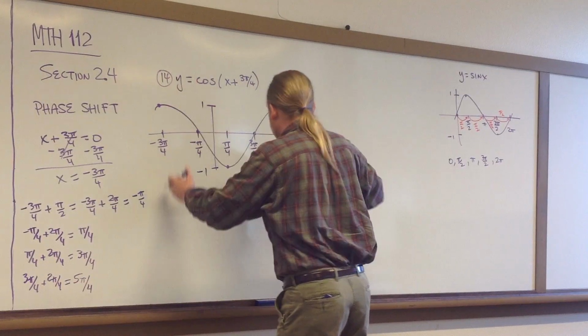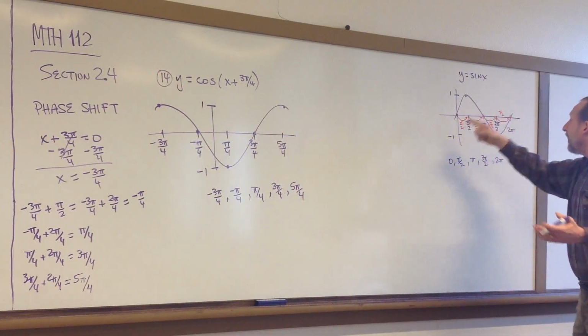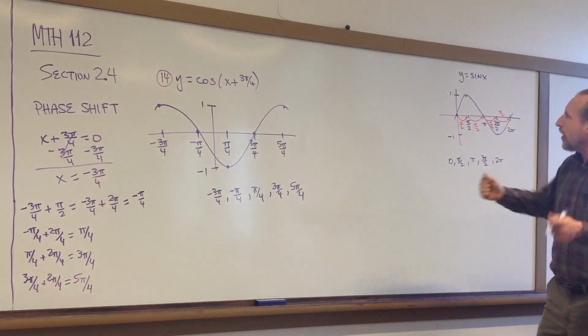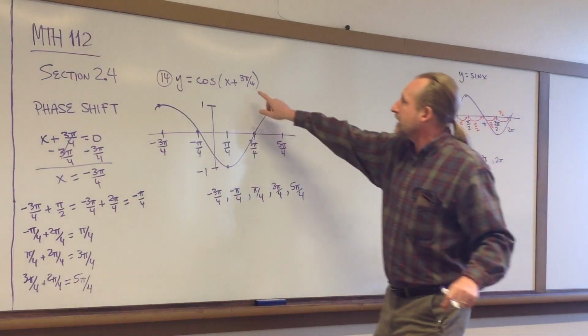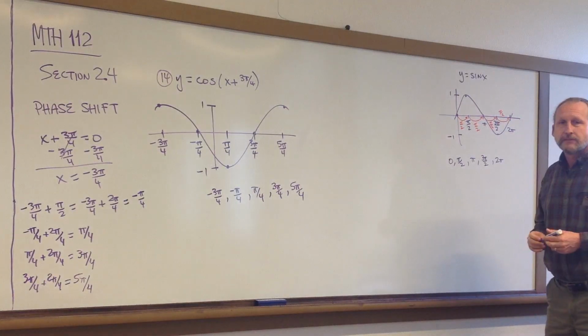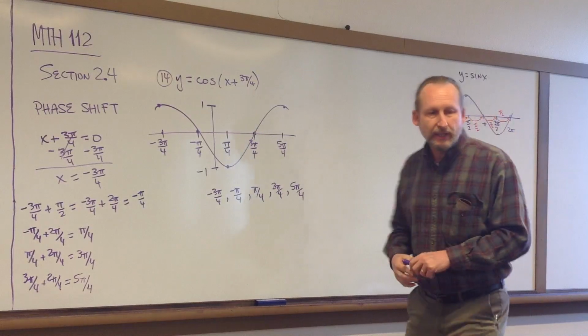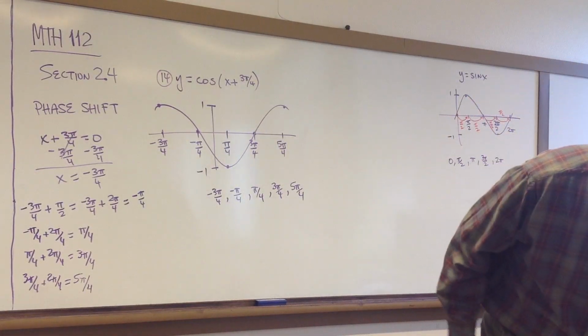Again, notice that this period is still a total distance of 2 pi. It's just been offset because of this x plus 3 pi over 4. All right. Got one more example to do, problem number 16. Let's go ahead and take a look at that one.